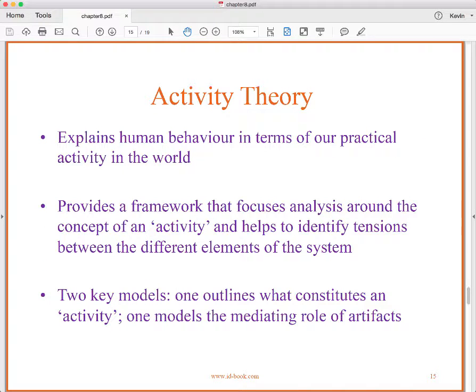Activity theory is pretty interesting stuff. It explains human behavior in terms of our practical activity in the world. It provides a framework that focuses analysis around the concept of an activity and helps to identify tensions between the different elements of the system. Two key models make up activity theory. One outlines what constitutes an activity, and one models the mediating role of artifacts.